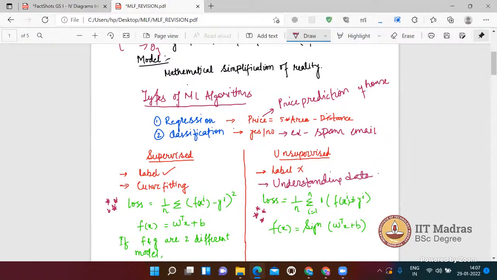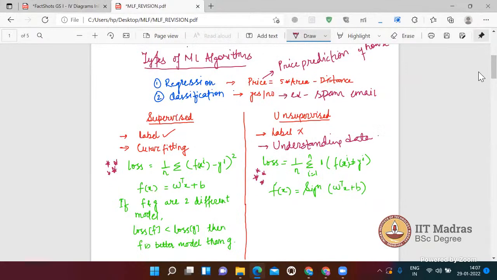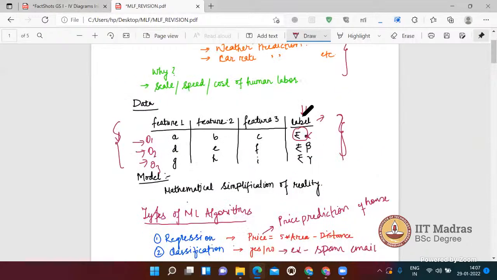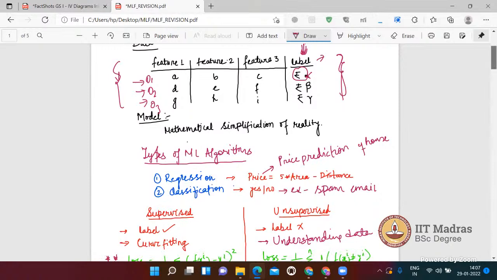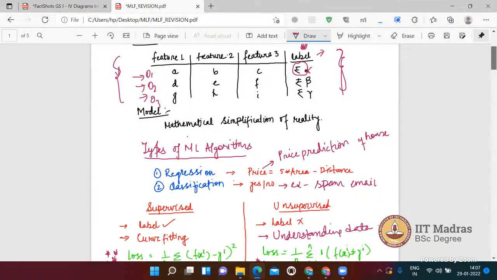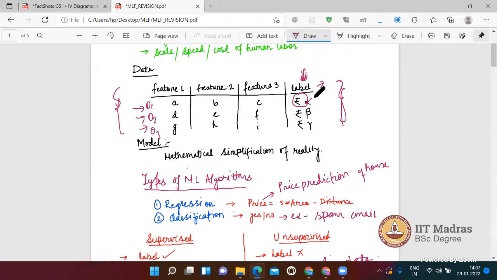ML is broadly classified into 2 parts: supervised and unsupervised learning. In supervised learning you'll have the label, what we can call the ground truth. In unsupervised learning you won't have this label. So in unsupervised learning, the algorithm simply has to understand from the data itself. If you don't have the label, meaning the final value or the final category has not been defined, those things come under unsupervised learning.